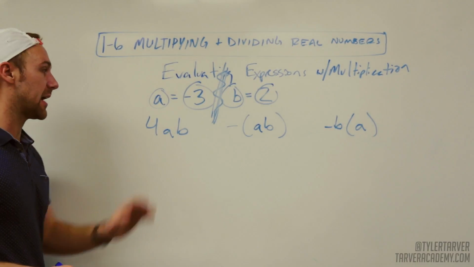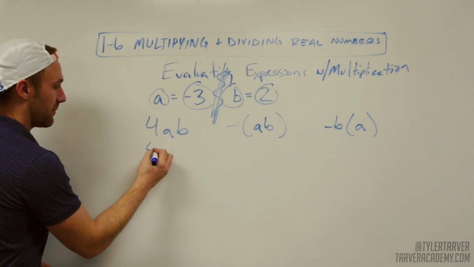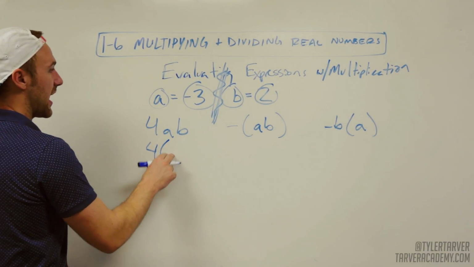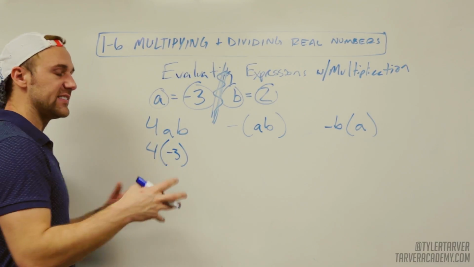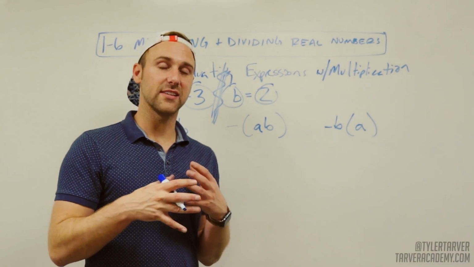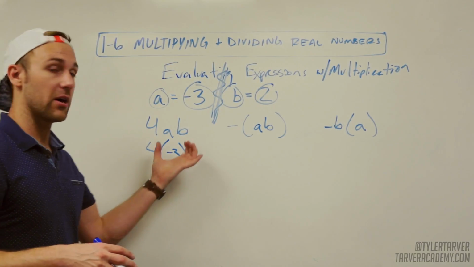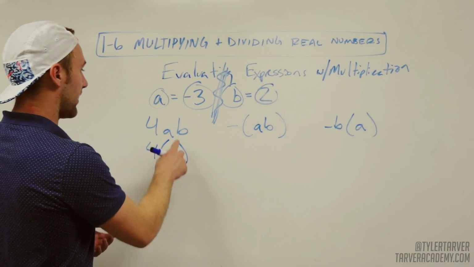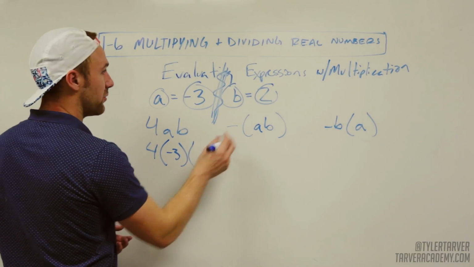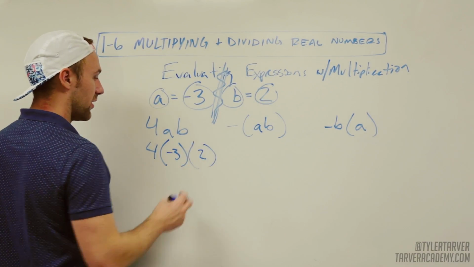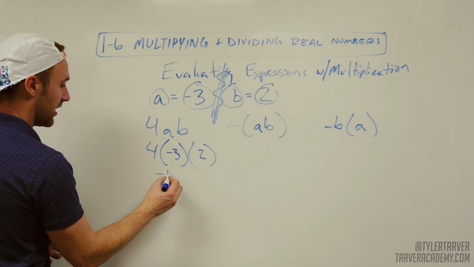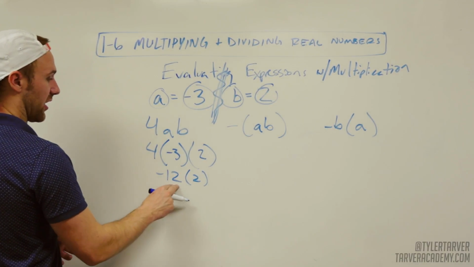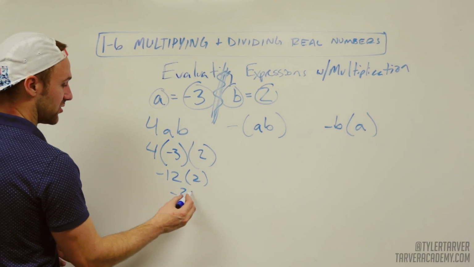4 times A times B. So I know 4 is still going to be its own number, times A, which I can replace with -3. The easiest way to not get mixed up when you're messing with all these signs is to put them in parentheses and then start simplifying. And then I'm multiplying times B, which is the same as +2. Now I can just use my order of operations to multiply it. 4 times -3 is -12. And I still have to do -12 times 2, which is -24.